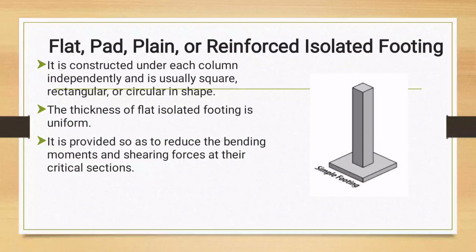So it is constructed under each column. It may be either square, rectangular or circular in shape. Here the thickness of the footing is uniform and it is provided to reduce the bearing pressure, bending moment and shear force at their critical sections. So this is a figure. Here a uniform concrete is placed below the column.